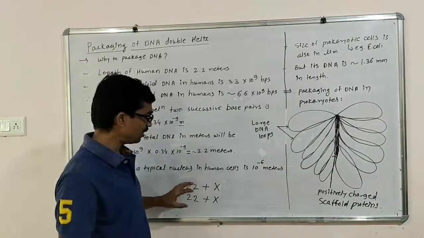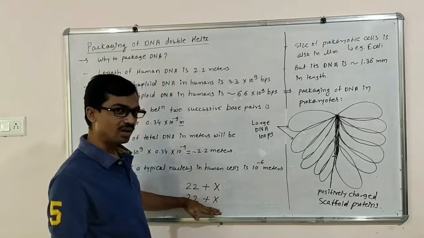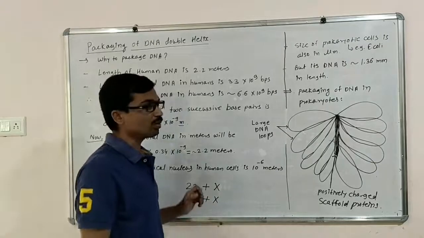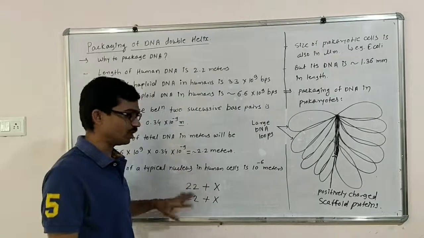That is why the length of the haploid DNA content will be exactly doubled when we double the chromosomes, when we increase the copy of each of the chromosomes in the diploid content.